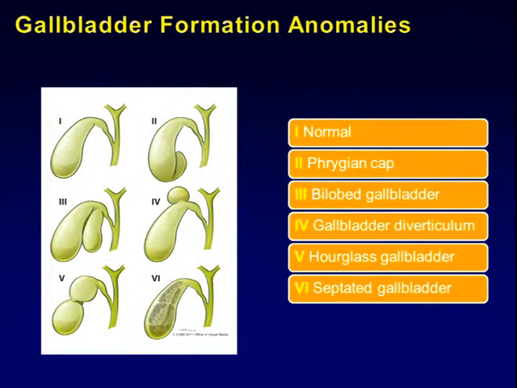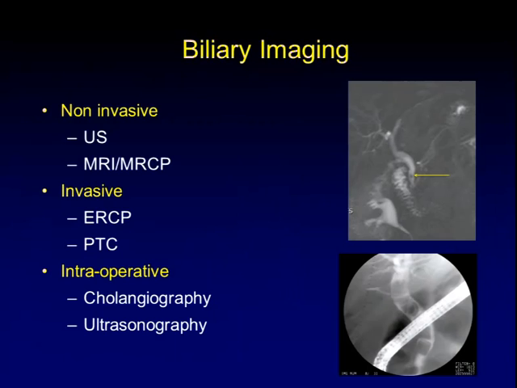And again, a whole cadre of gallbladder formation anomalies. These are not as relevant to biliary injury as they usually stay out of the hepatocystic triangle. But I think just to be aware of the Phrygian cap, bilobed gallbladder, gallbladder diverticulum, hourglass gallbladders, and septated gallbladders. They can be presentations for biliary disease, but they tend not to cause significant difficulties with understanding the anatomy, at least when it comes to operative anatomy.